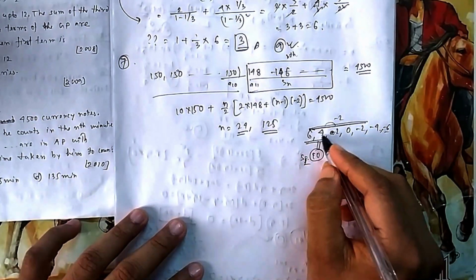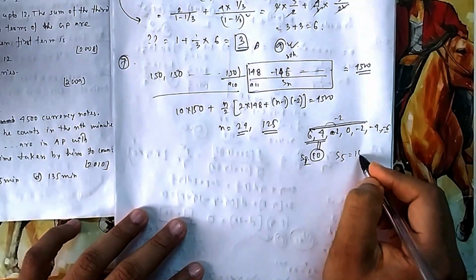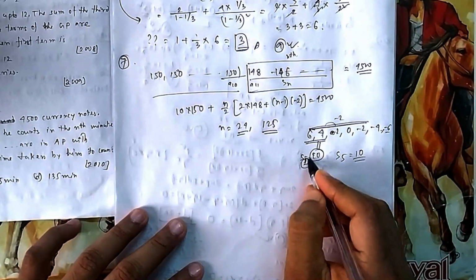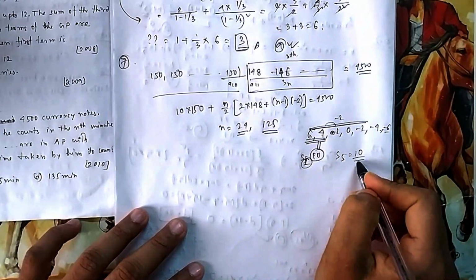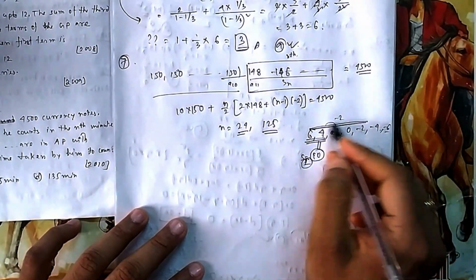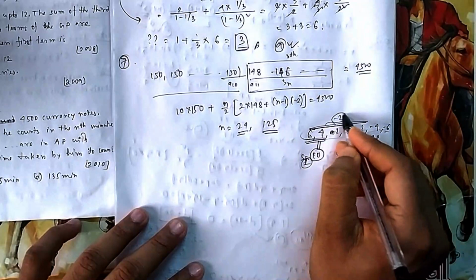It will give S1, 2, 3, 4, 5. If you do S5, that will also give you 10. So if you add up to the second term, then it is giving you 10. If you add up to the 5th term, then it is also giving 10. It is also an AP with a common difference of -2.